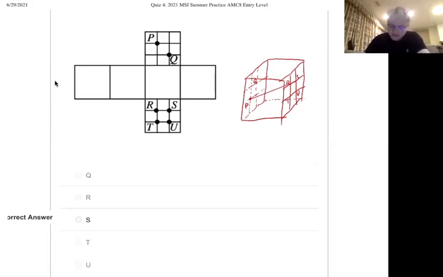Because looking at the center square of each side, P is at the lower left corner. And on the other side, S is on the upper right corner. Therefore, that will be the diametrically opposite point, and it will give you the answer S.